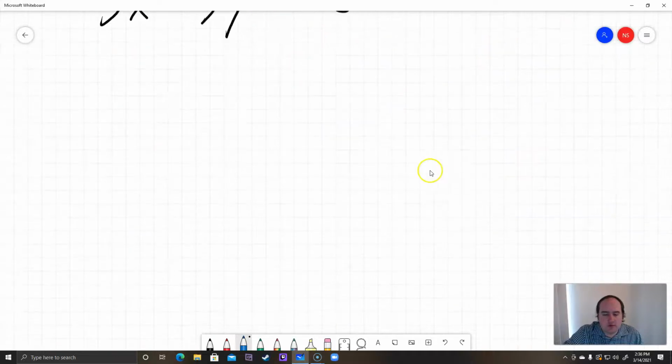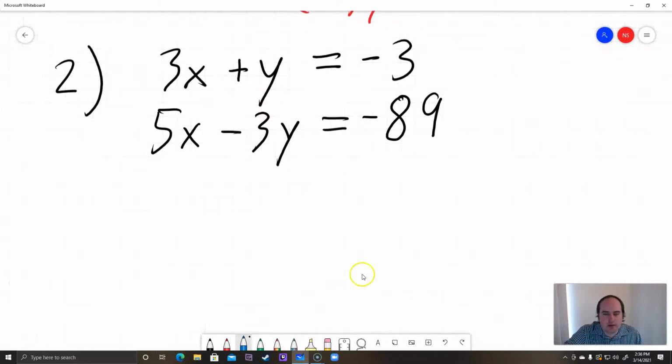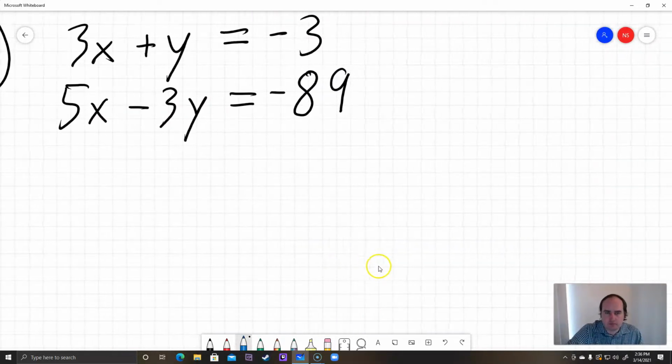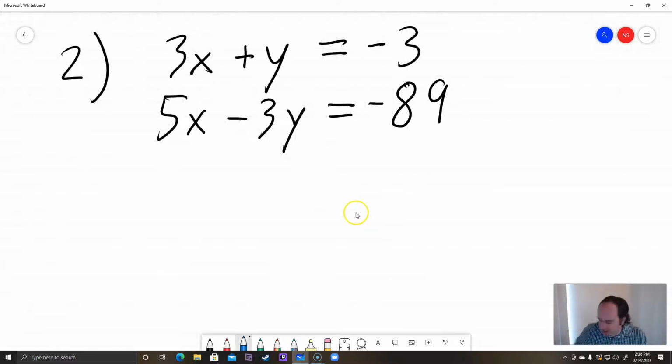Okay, so for this one that we're working on here, the problem is that if I just add straight down, the x's are not going to cancel because 3 plus 5 is 8, and then the y's are also not going to cancel. So we can't eliminate a variable the way it's written. So what we have to do is multiply one or both equations by a constant as needed. Now what is needed here is either y has to cancel or x has to cancel.